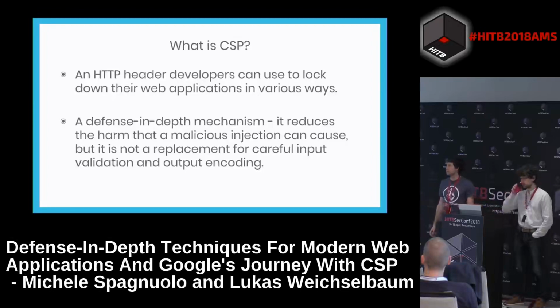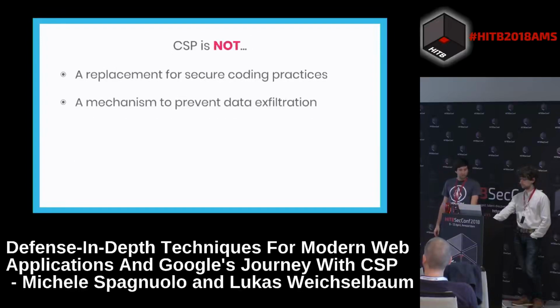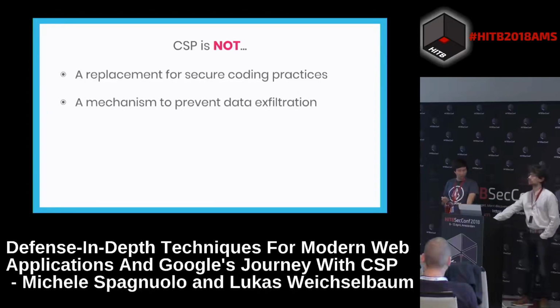Unfortunately, we sometimes hear from pen testers that they find cross-site scripting and report it to the company, and the company says, oh, we have a CSP, it's blocked by the CSP, so we might not fix the XSS, right? You have to fix the underlying bugs. It's really a second layer of defense. So what is CSP not? I already said it's not a replacement for secure coding practices, and it's also not a mechanism to prevent data exfiltration. I have a slide on that later, but this is also a common misconception we often see around CSP.